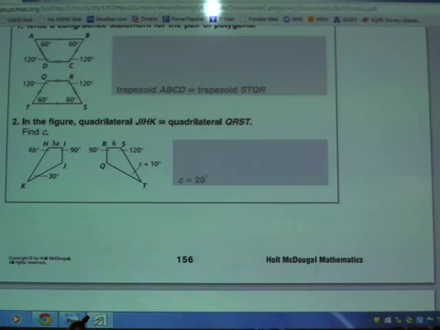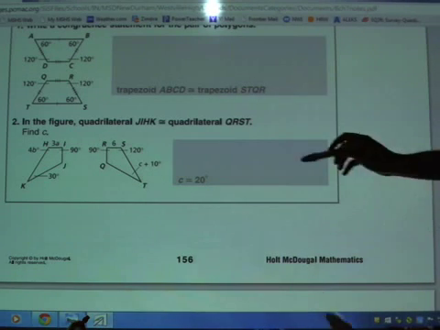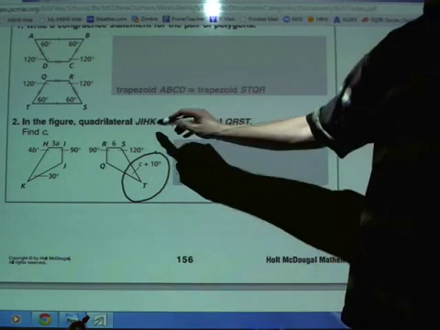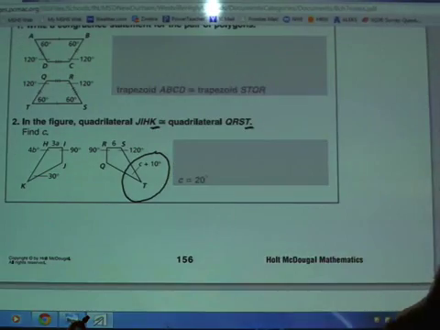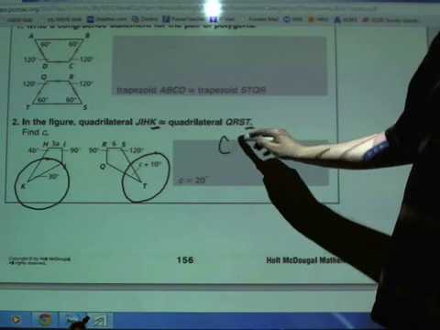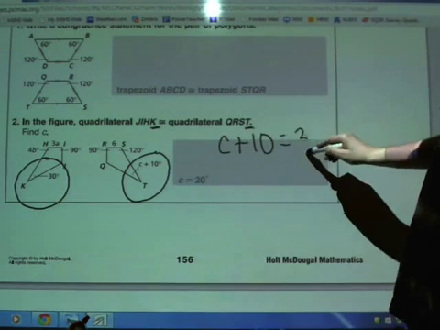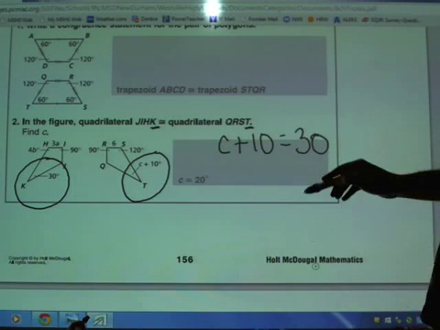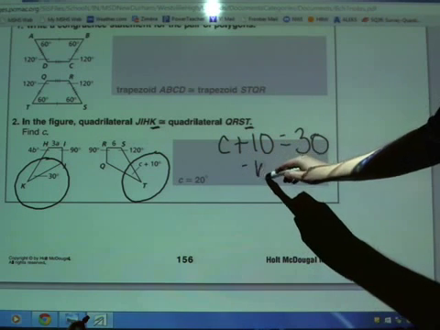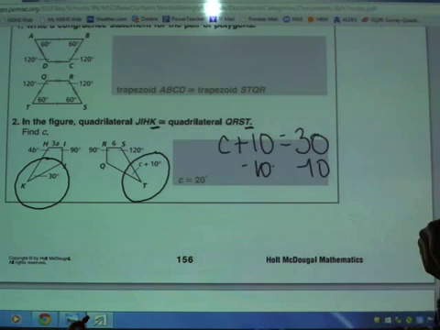Okay, let's look at the last one. In the figure, JIHK is congruent to QRST, and we're supposed to find C. Notice C here is on that angle marked T, which is the fourth letter. It's got to match up with the other fourth letter, which is K. So C plus 10 is the same as 30. And solve the equation. You know how to do that. You know where the answer is going to go because it's telling us there that C is 20. We subtract 10 from both sides, and indeed, when I solve that equation, C equals 20.